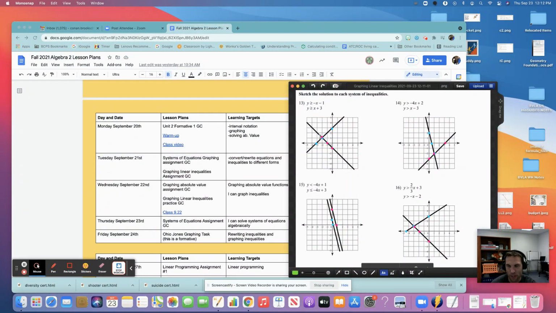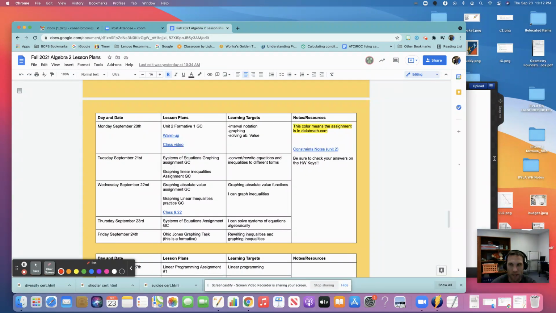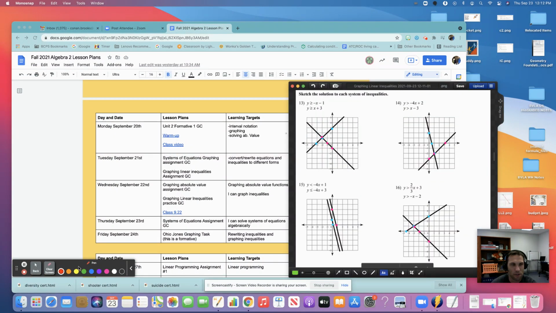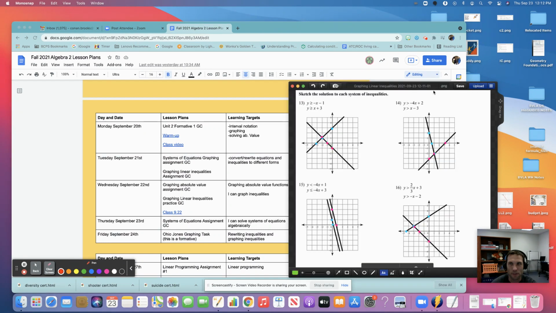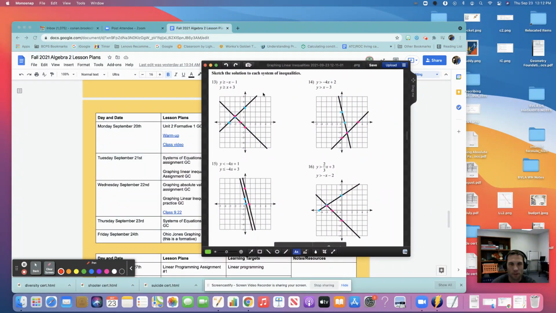We're going to have to show if the answer is inclusive or non-inclusive with either a dashed line or a solid line. You have to show if it's a dashed line or a solid line.